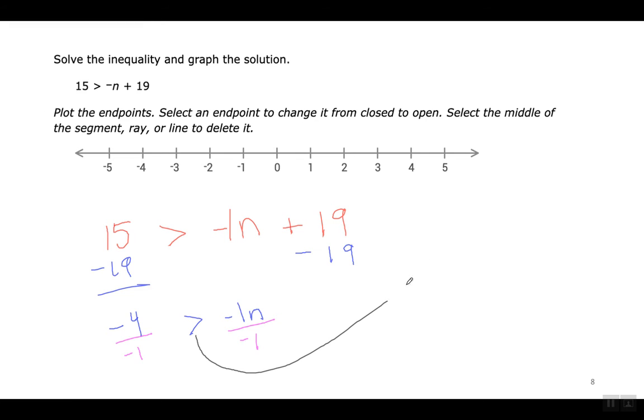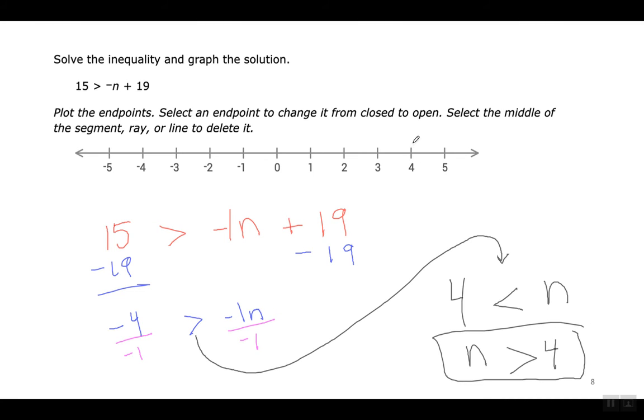I'm running out of space, so let me just go over here. The sign is going to flip to that. Negative 4 divided by negative 1 is positive 4. Negative 1 divided by negative 1 is positive 1. So this cancels out, and I'm just left with n. So that says n is greater than 4. That's your answer. Here's 4. All the numbers greater than 4 are to the right.